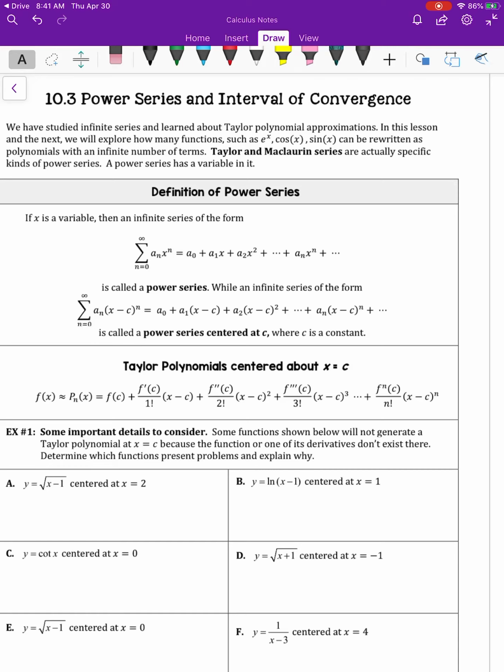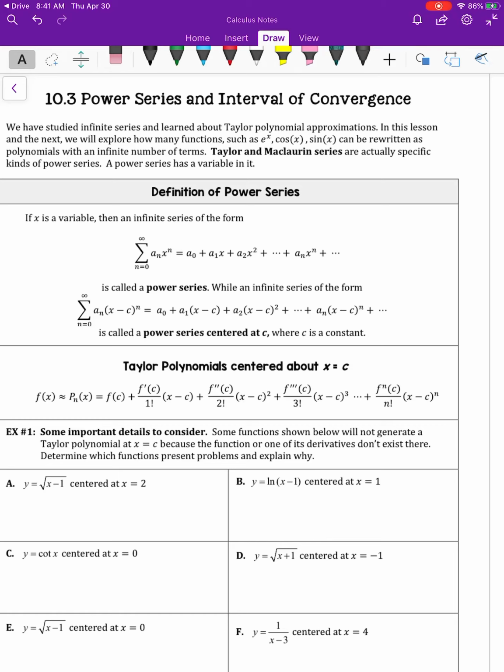While an infinite series of the form summation from n equals 0 to infinity a sub n times x minus c to the n is equivalent to a sub 0 plus a sub 1 times x minus c plus a sub 2 times x minus c squared plus dot dot dot plus a sub n times x minus c to the n plus dot dot dot is called a power series centered at c, where c is a constant.